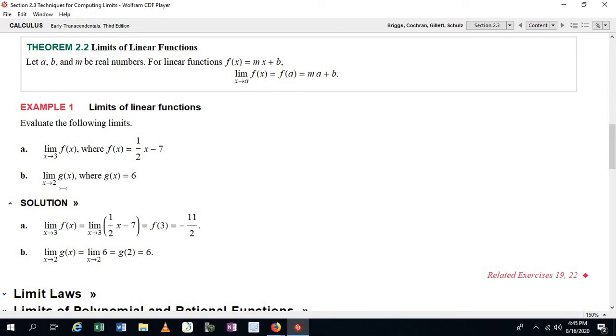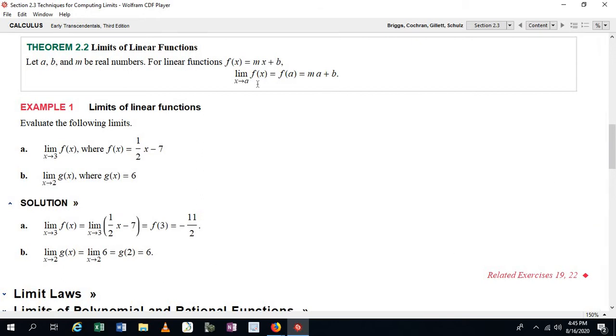Okay, and then part B, you can also evaluate this function, g of x is equal to 6, the same way, because g of x equals 6 is a horizontal line, so it's a linear function. It has a slope of 0. And so if you want the limit of g of x as x approaches 2, you just substitute a 2 directly into the function. Evaluate the function at 2. G of 2 is 6. So that means the limit as x approaches 2 of g of x is 6.